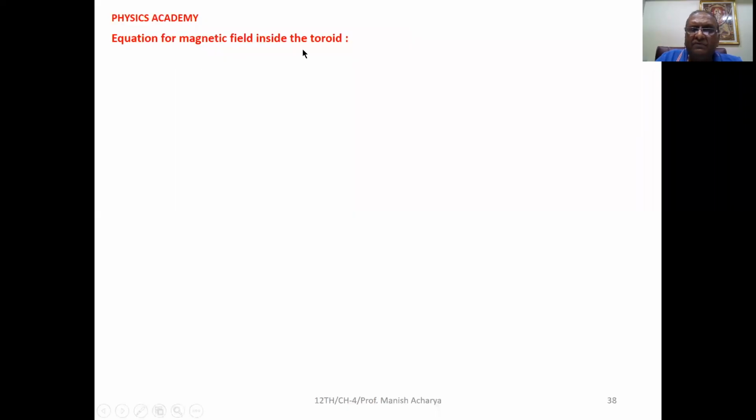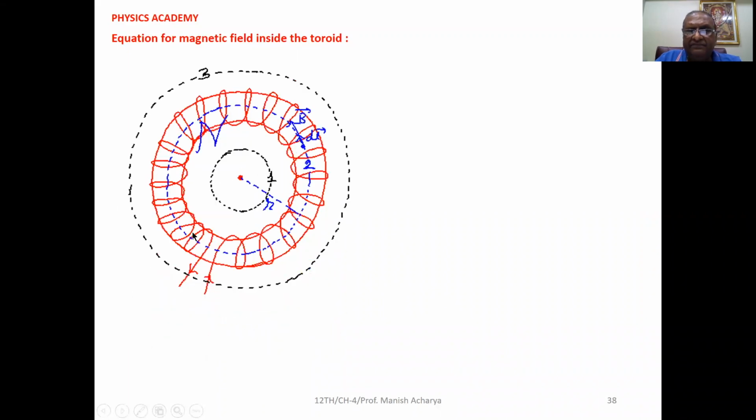Now, the equation for magnetic field inside the toroid. See, this one is the toroid and we want to find the magnetic field at any point inside the toroid. So here consider three different Amperian loops. Two are in the exterior part of it and one is inside the toroid. First we think about this Amperian loop 1.